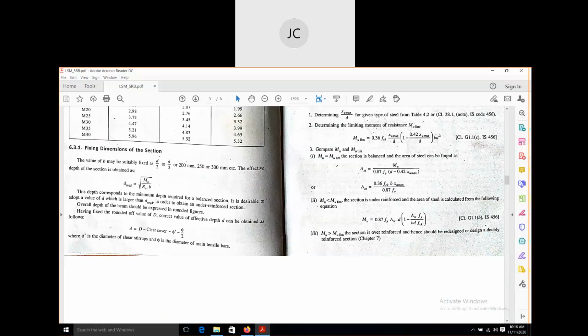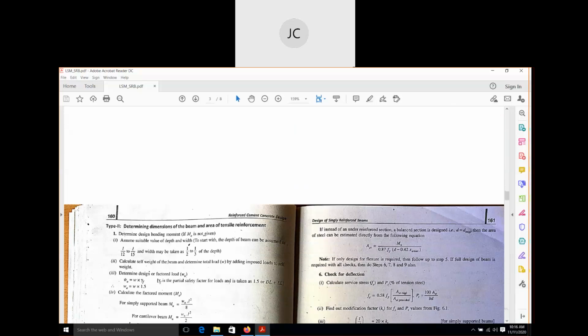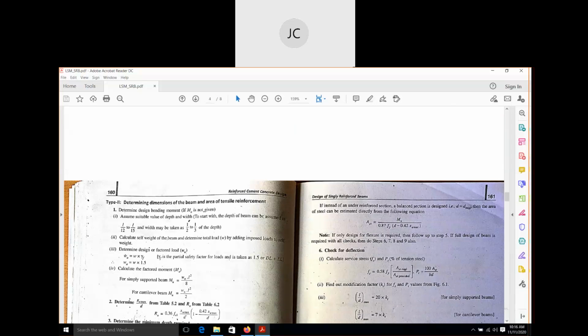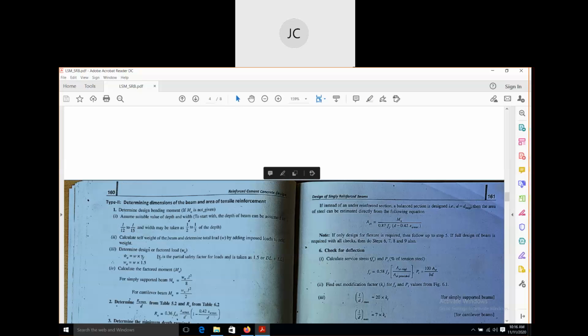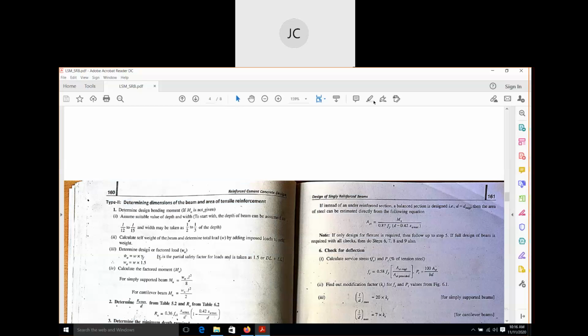Just now, whatever problem I have shown you, you can see here. I will share the note with you just after the class. This one also I will share with you. In this example, in this YouTube video, you have seen that they have assumed a suitable depth to width ratio. You can see here this ratio should be around L by 12 to L by 15. In that video, they have assumed L by 12.